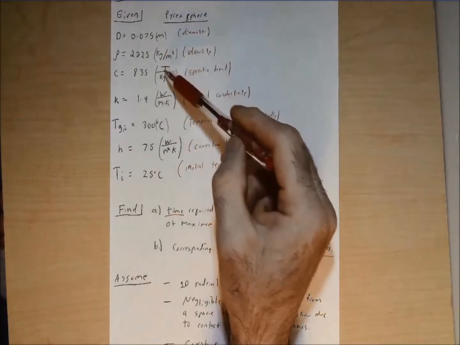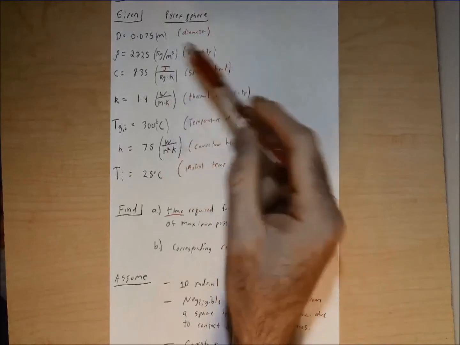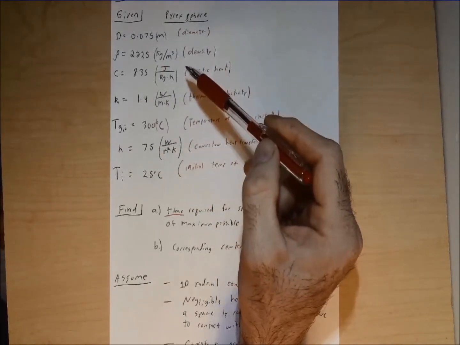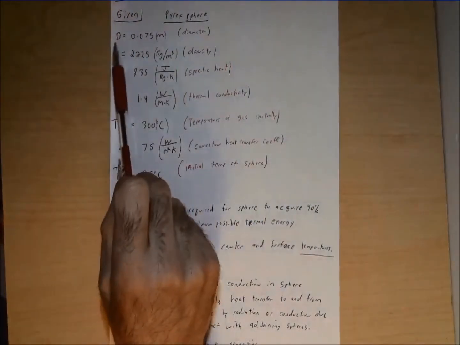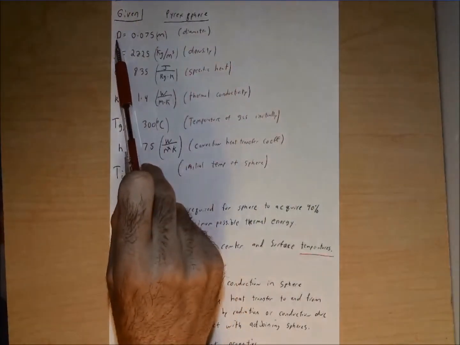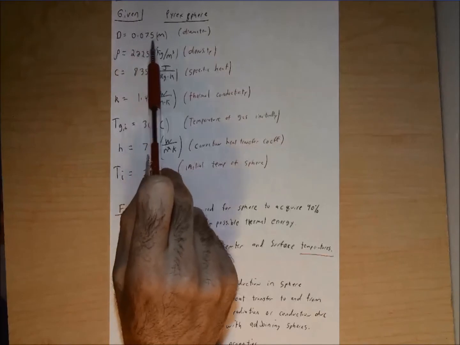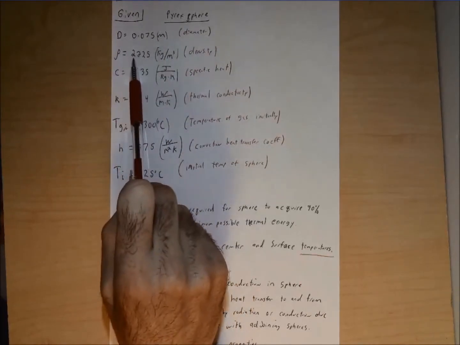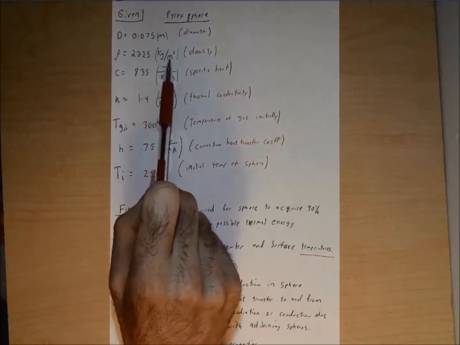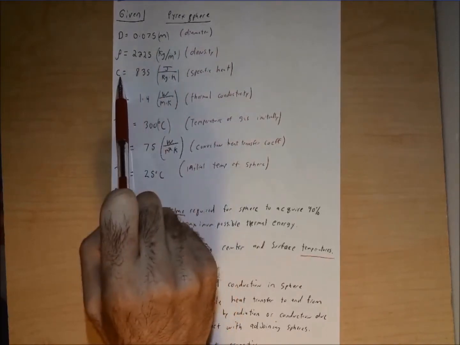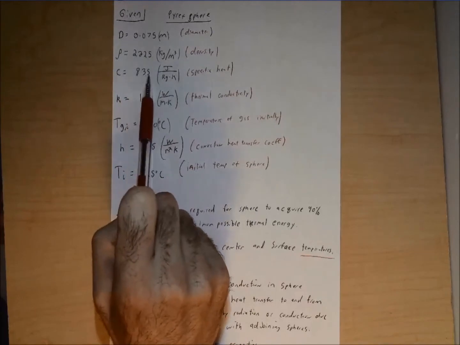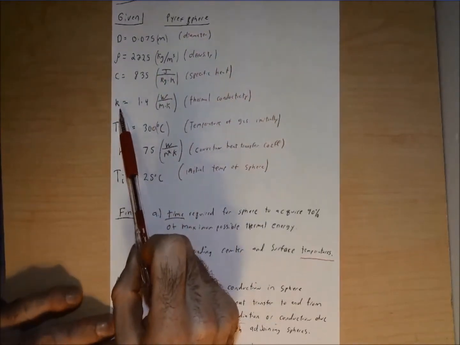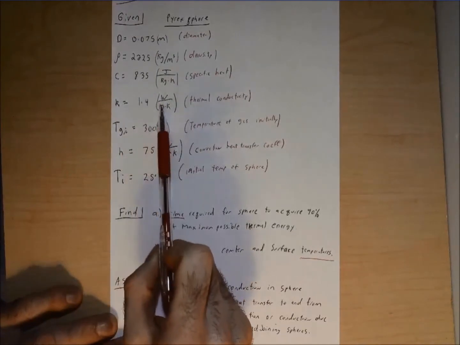Make sure everything double checks for our unit analysis and do any conversions in this section here so we can straightforward plug and chug into our given equation. So what do we have given here? We have our diameter, variable name D, value of 0.075 meters for units. We have our density, rho, equal to 2,225 kilograms per meters cubed. We have our specific heat, C, value of 835 joules per kilogram times Kelvin. We have our K value, our thermal conductivity, of 1.4 watts per meters times Kelvin.